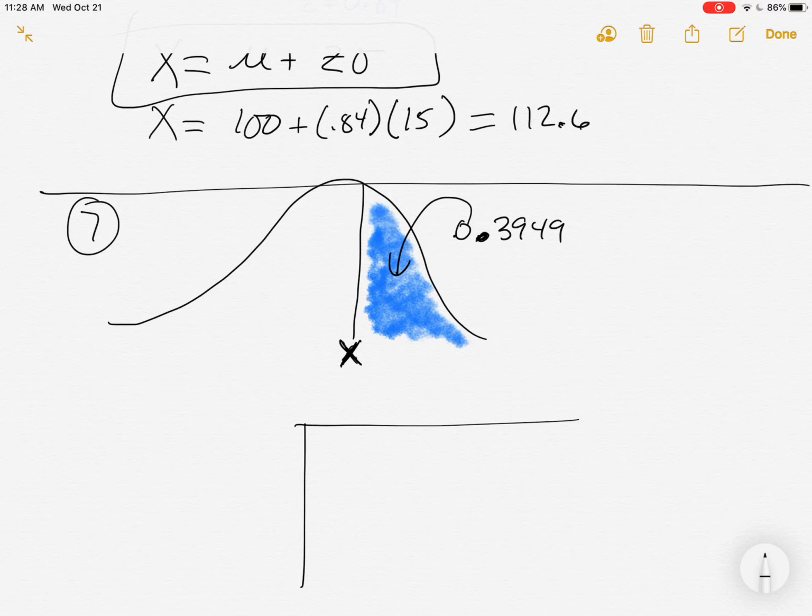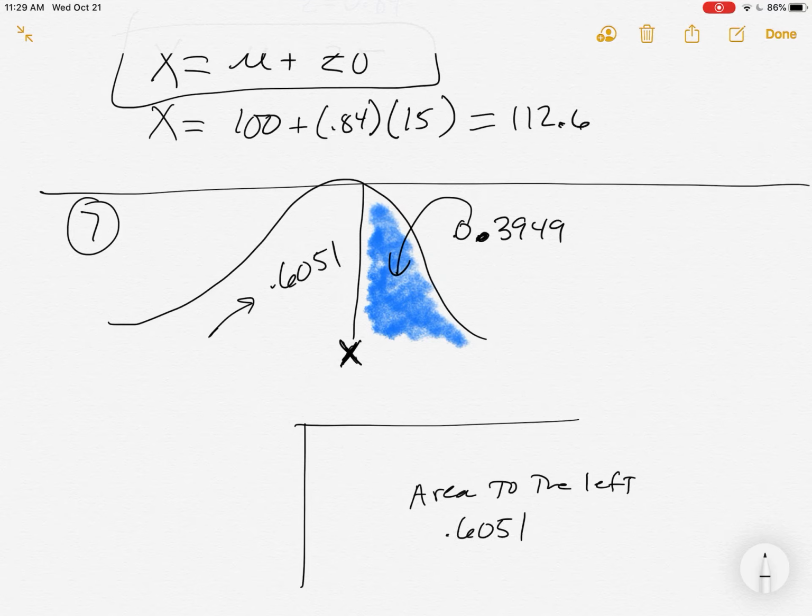We don't have the Z value, but we do have an area. Well, this chart doesn't reflect any area. It's area to the left. So just like in the other section, if you're given the area to the right, you really need to identify this area to the left. This area to the left is 1 minus 0.3949, or 0.6051.